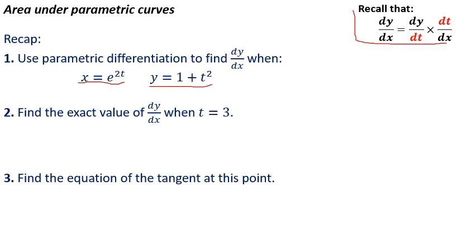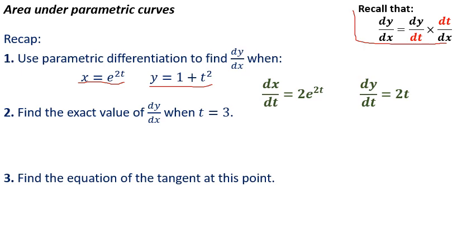If you need to, I'd recommend you have a go at these questions. Pause the video when you're ready to go through one or check that you're on the right lines, then play the next bit. Question 1, we differentiate both of those. You will need a little bit of chain rule for e to the 2t. Remember, we multiply by the derivative of the inner function, the function inside.